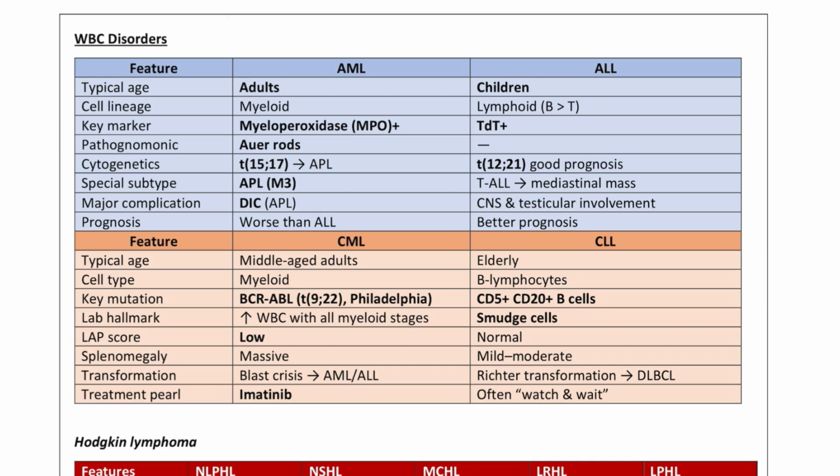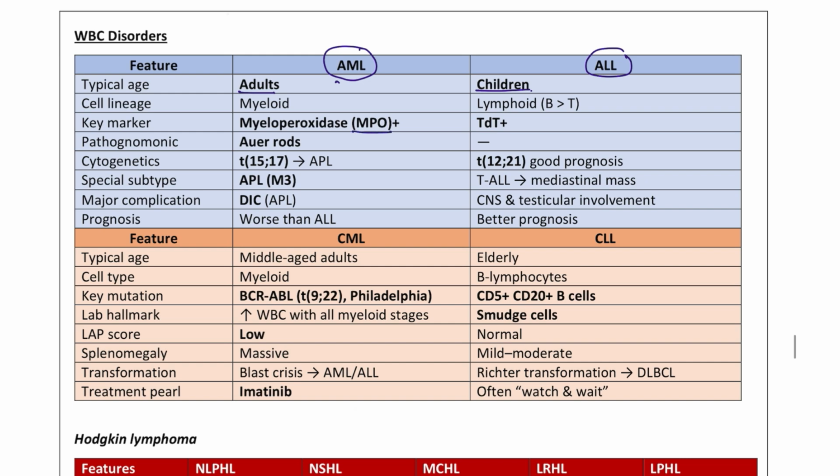Next, WBC disorders. We have to differentiate myeloid types and lymphoid types. Acute myeloid leukemia is seen in adults, whereas ALL is seen in children. Myeloid is positive for myeloperoxidase, and Auer bodies are seen. The cytogenetics are also important points, such as the t(15;17) translocation associated with AML, and AML has the worse prognosis.